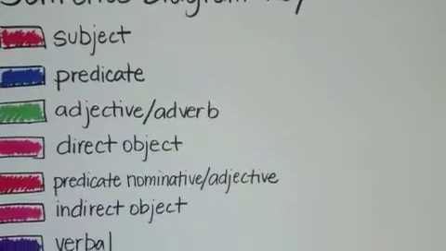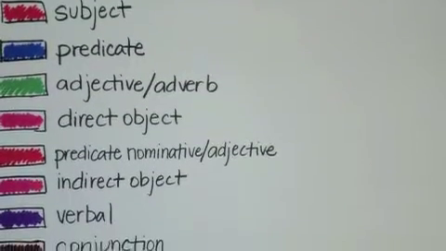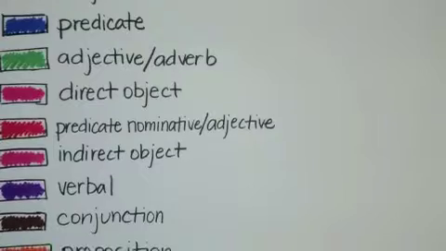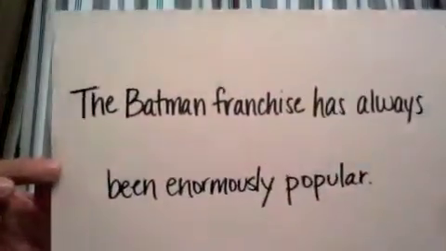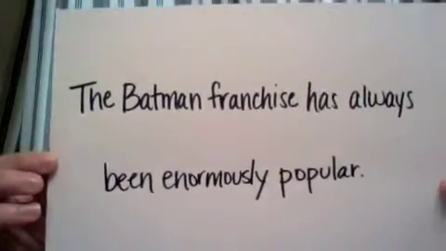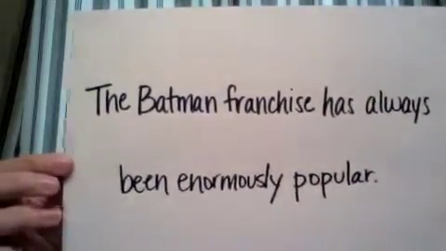In particular, notice that I use red for the subject and predicate nominatives. I use blue for the predicate verbs and verb phrases. Sentence 1, the Batman franchise has always been enormously popular. Go ahead and write that down. Start with what you know. Look at the sentence that you have. The Batman franchise has always been enormously popular.